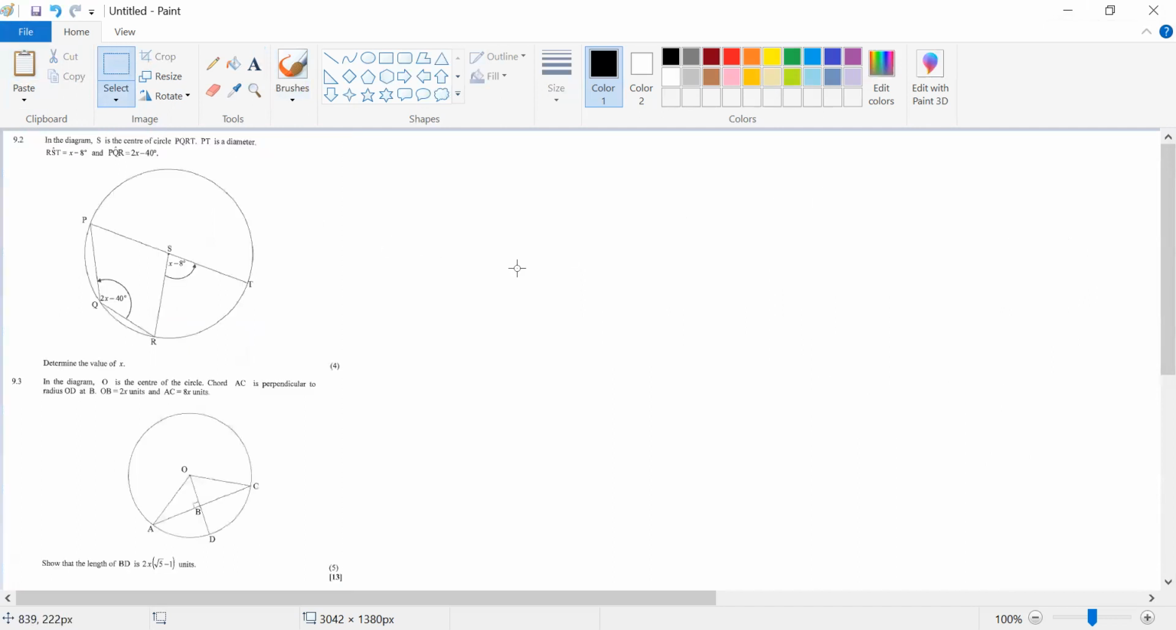For 9.2, they've given us a diagram with S as the center. They've told us that PT is the diameter and RST is equal to X minus 8 and PQR is equal to 2X minus 40. Determine the value of X.